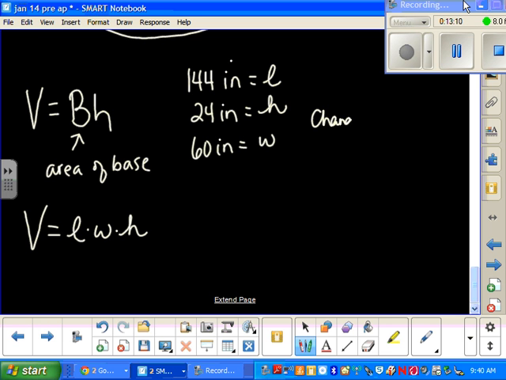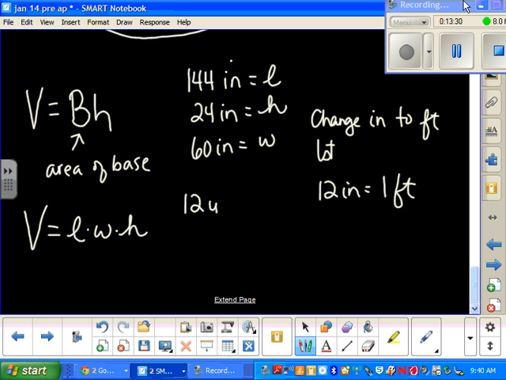So to change inches to feet, you know that there's 12 inches in a foot. And that's on your mathematics chart if you forget it. And so how many feet are in 144 inches? Well, 12 into 144 is 12. So that would be 12 feet. So now my length is 12 feet. And then 12 goes into 24 2 times, so my height would be 2 feet. And 12 goes into 60 5 times, so 5 feet would be my width.